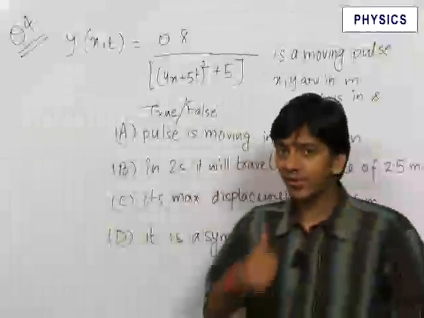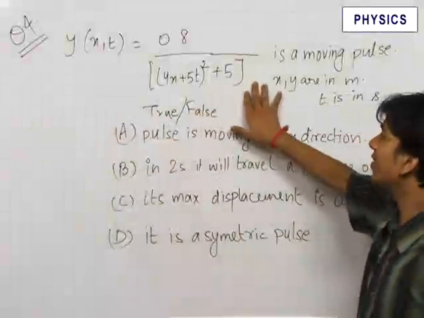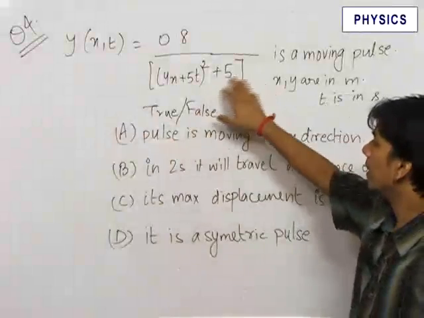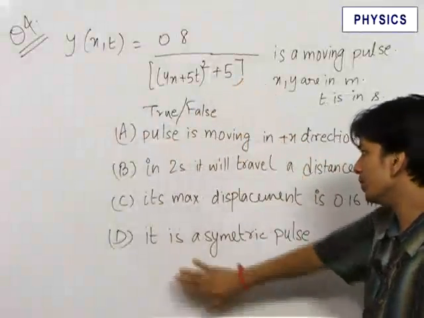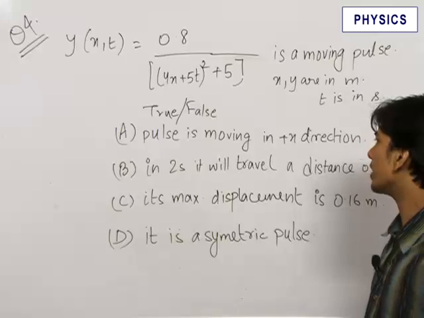The fourth question that we have is a very conceptual problem. We have been given an equation of a moving pulse. We need to find out which of these statements are true. The first one is: the pulse is moving in the plus x direction.